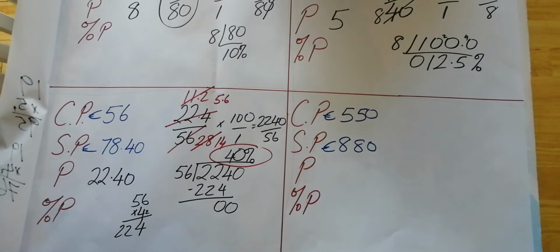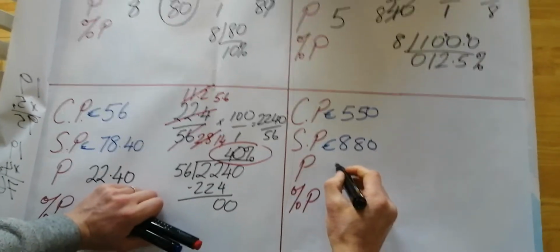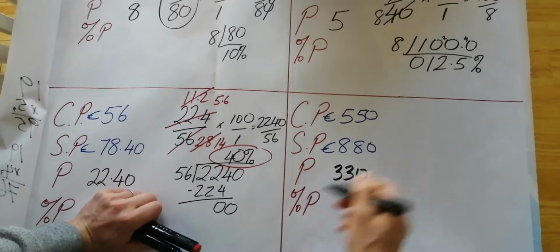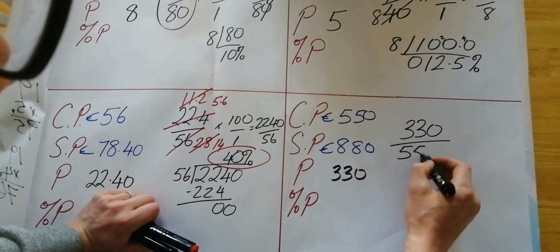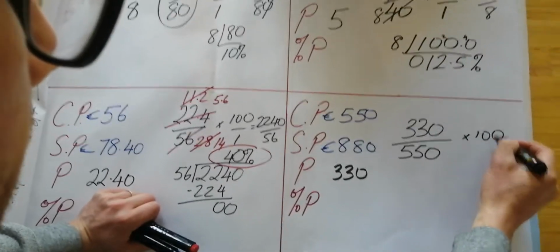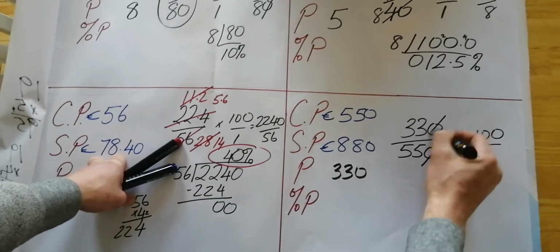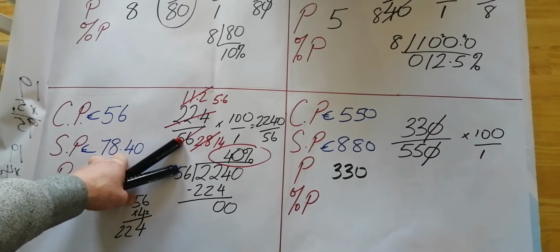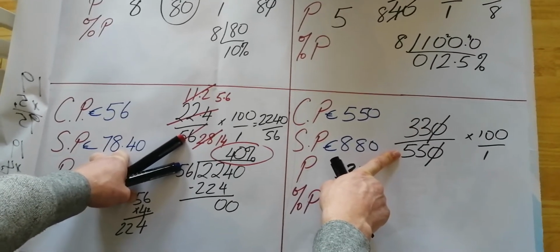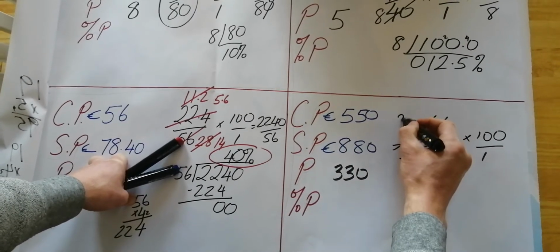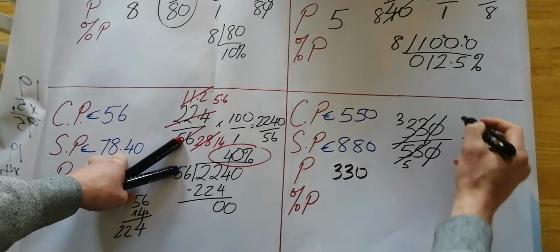Okay. This one here should be easier because we got no decimal points. So the profit is going to be 330. Okay, so profit over cost price. Right, we can cancel a lot out here, so we can get rid of these two. And I know that 11 will go into both of these numbers. So 11 into 33 will go in 3 times. 11 into that will go 5 times, and we got 3/5, which we all know is 60% profit.